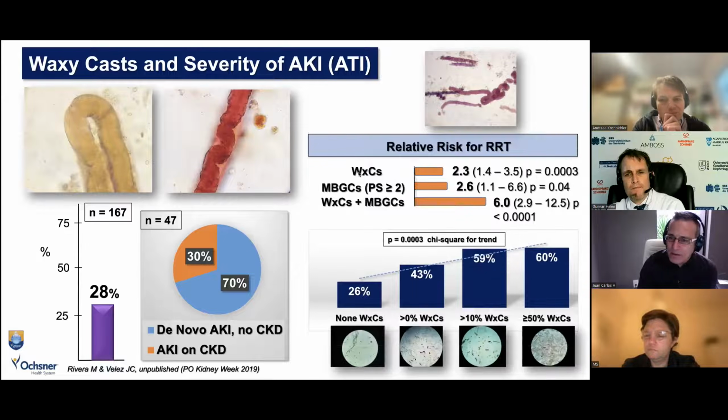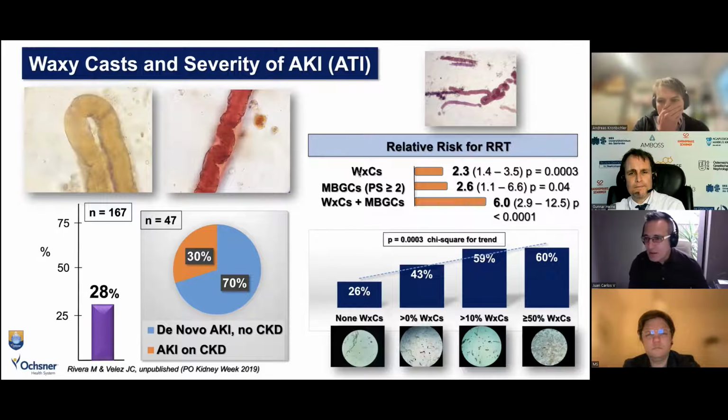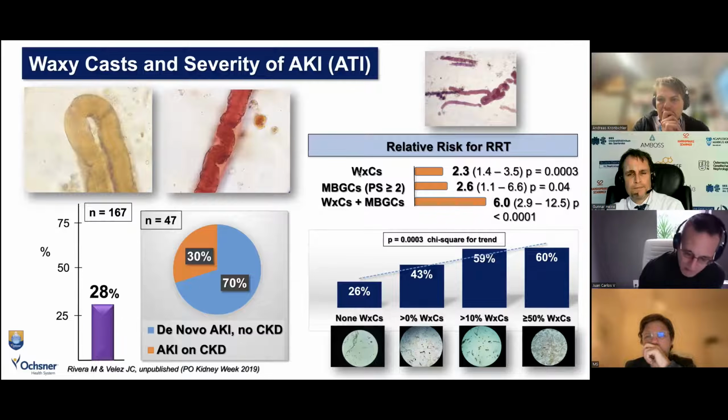And then we looked at the prognostic value of this cast, and we saw here that waxy cast had a similar relative risk association with need for dialysis compared to muddy brown granular cast, but the combination of both appeared to have an even stronger risk, as you can see here. And in the bottom figure, we also saw the greater the number of waxy casts, the greater the probability of requiring dialysis. So this is work that is in the process of being written in a manuscript. Hope to share it later this year.